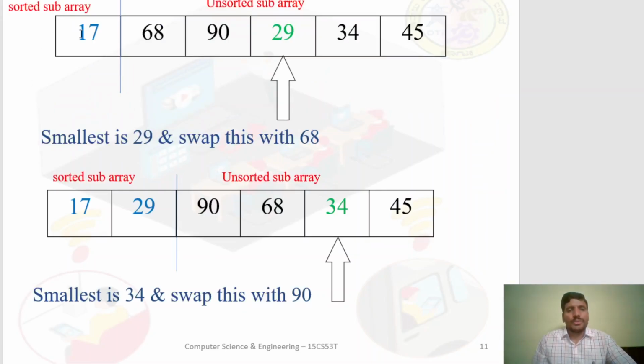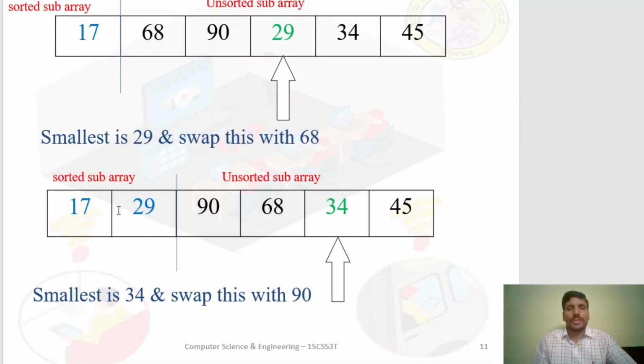So here we sorted 17. The first smallest value we put in the sorted subarray, right? And next, scan the remaining array elements. So here now you can see 29 is the second smallest element. Swap this 29 with the 68, right?